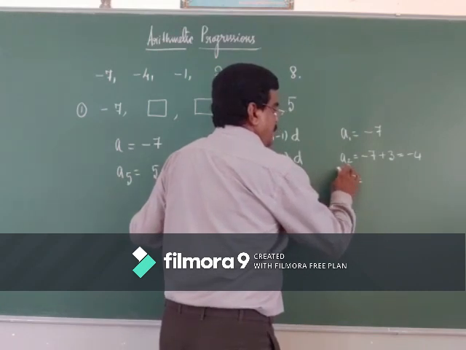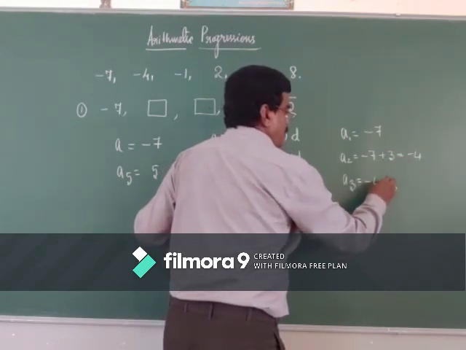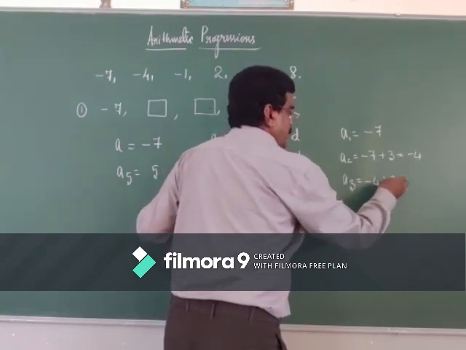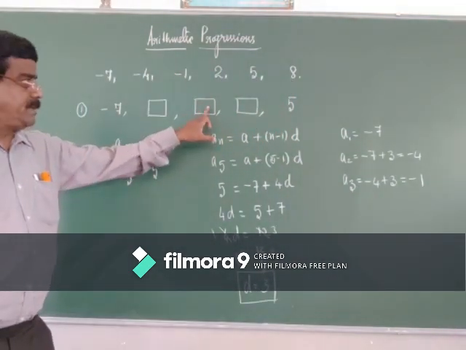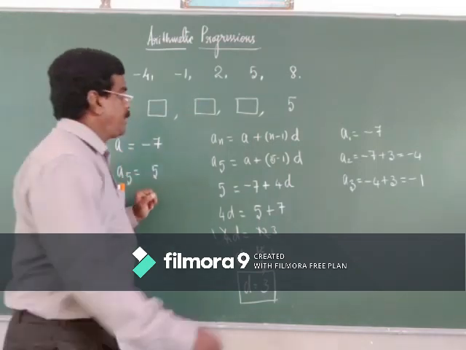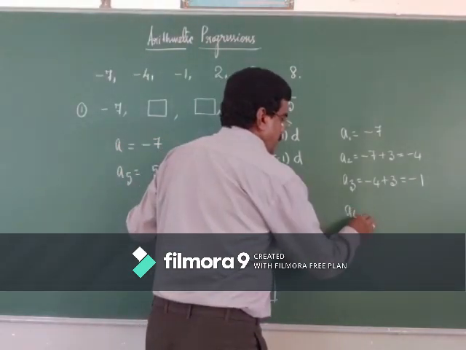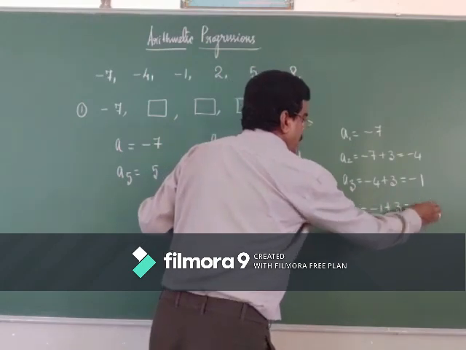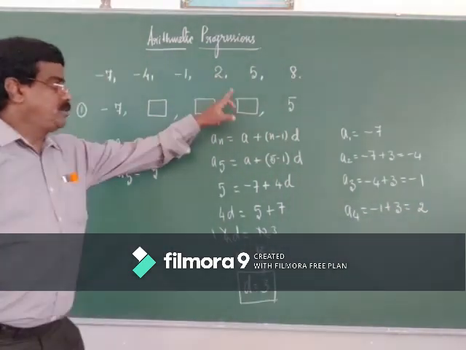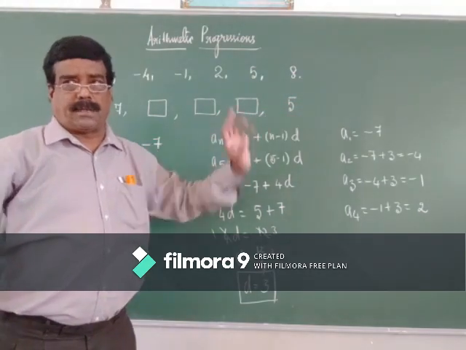A3 means take A2. A2 is minus 4. Again add plus 3 to that, because plus 3 is the difference, to get minus 1. See here the minus 1, this is the answer. Similarly A4 is equal to minus 1 plus 3, so we are getting 2. This 2 is the answer, and this 5 is there already.